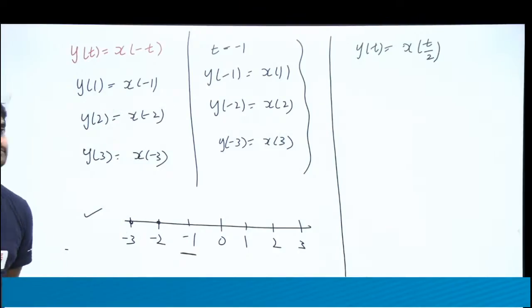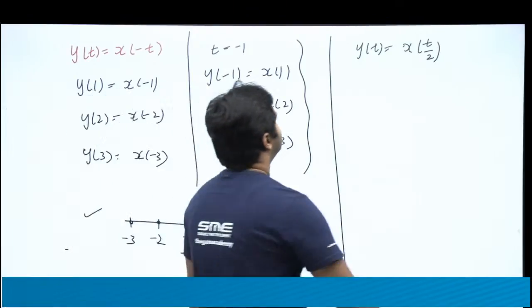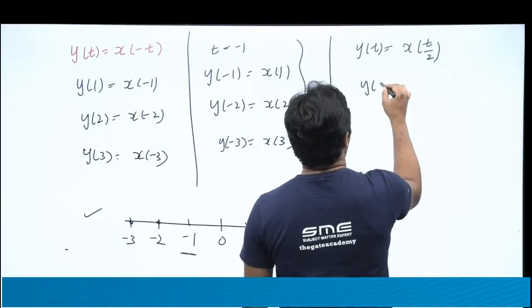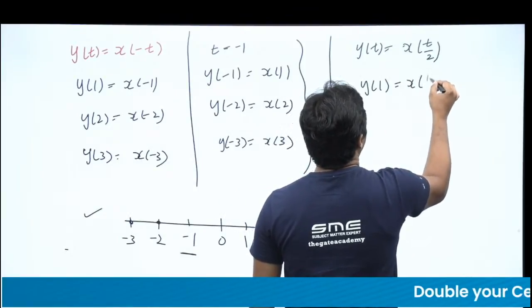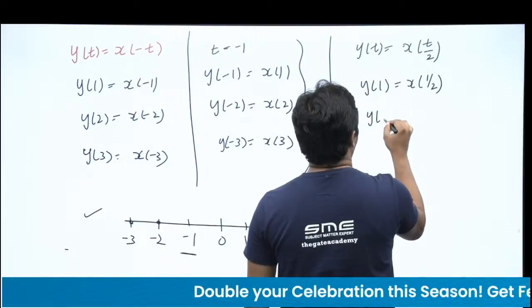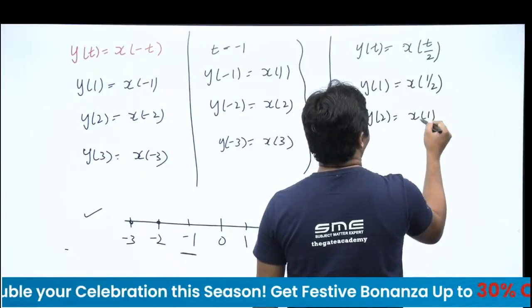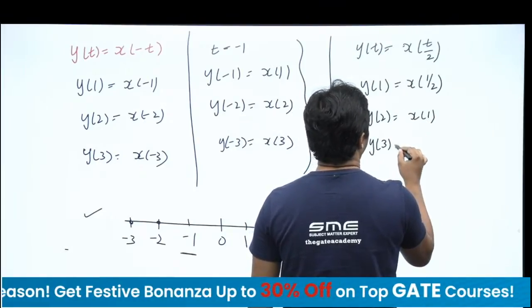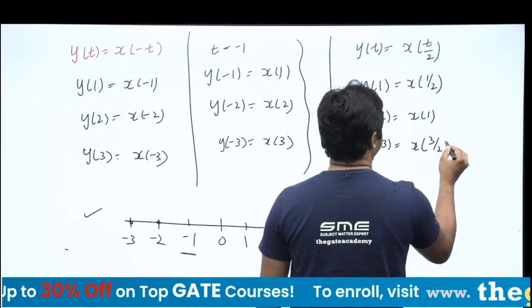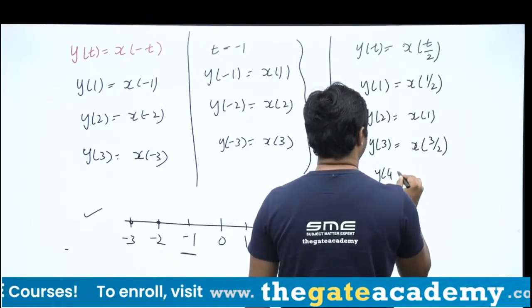Causal? At t equal to 1, y(1) is equal to x(1/2), y(2) is equal to x(1), y(3) is equal to x(3/2), y(4) is equal to x(2).